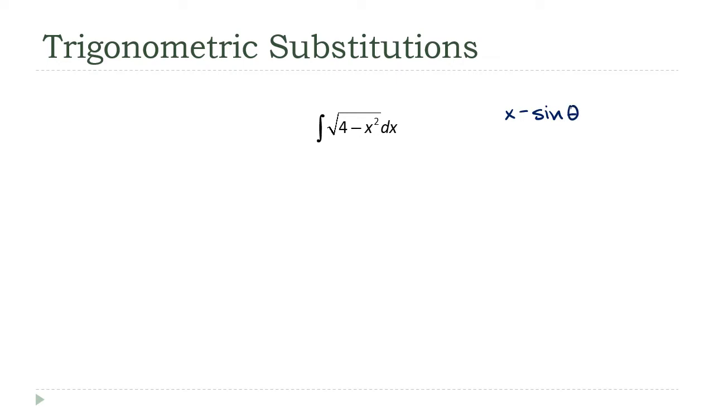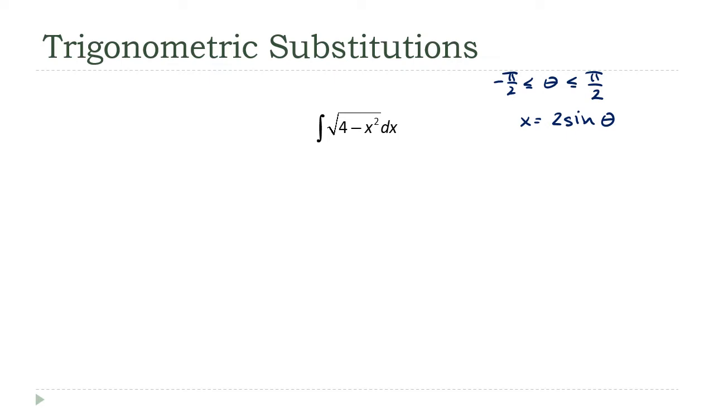Excuse me, I always forget the number. Let's let x equal 2 sine theta. And what I want you to notice here is I'm going to put a restriction on theta. I'm going to keep theta between negative pi over 2 and pi over 2.